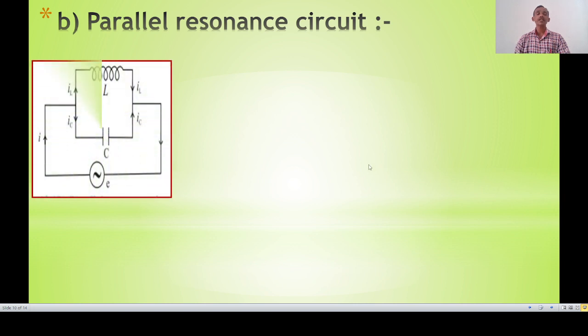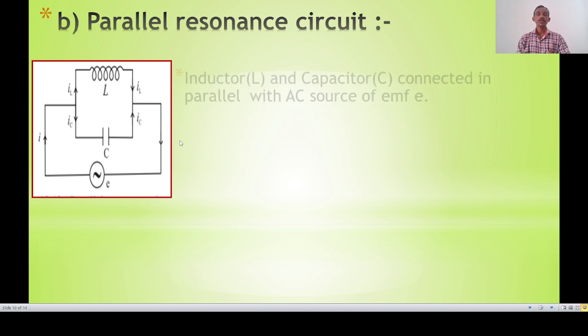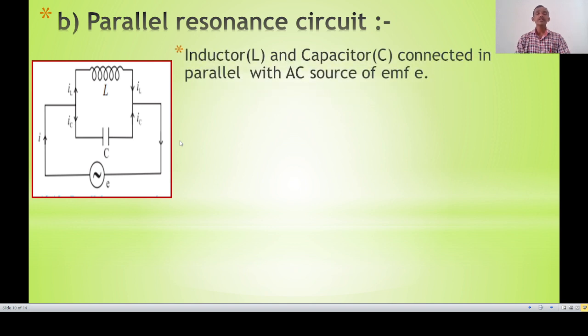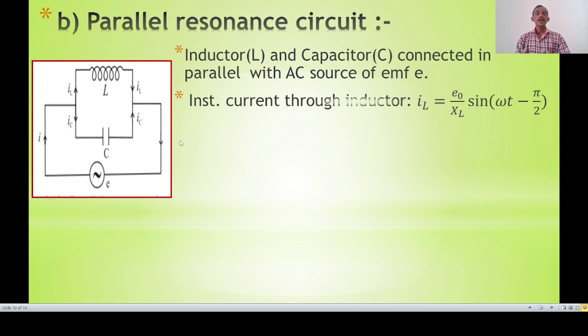In a parallel resonance circuit, we connect the inductor L and capacitor C parallel to each other, and this parallel combination of LC is connected to the AC source. Therefore, the inductor L and capacitor C are connected in parallel with an AC source of EMF E. The total current I flows through the circuit, but at this junction the current is divided: IL is the current flowing through the inductor and IC is the current flowing through the capacitor.